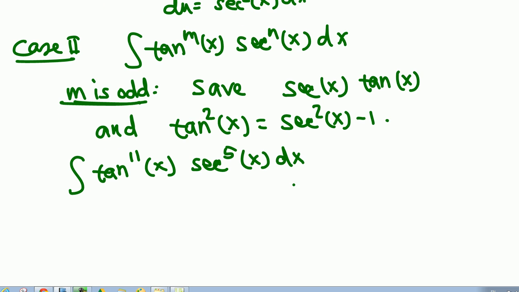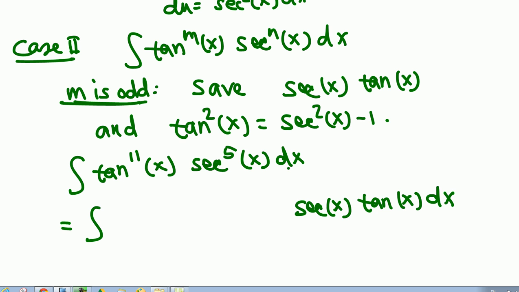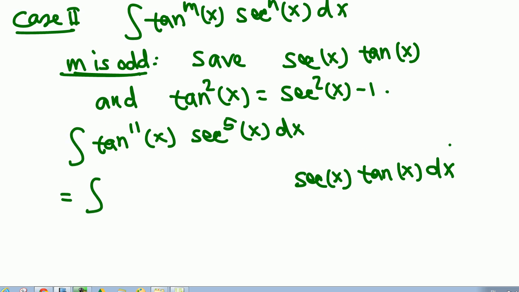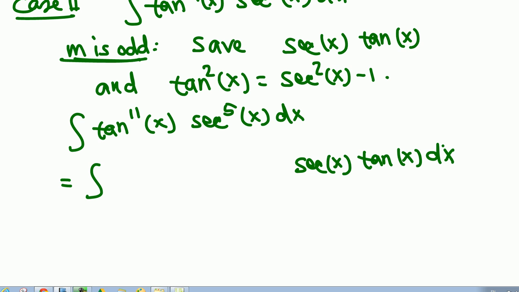In this case, since the exponent of tangent is odd, we want to save 1 tangent, 1 secant from here, so we write at the end secant tangent and dx. This will be du part once we make substitution, u equals secant. Out of 10, 1 is there, so we have 10 left. Out of 11, 1 is gone, so we have tangent 10. Now we have secant 5.